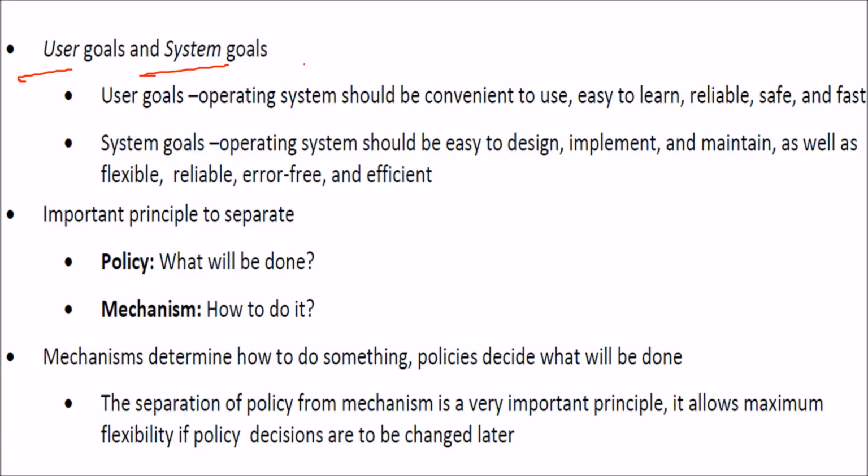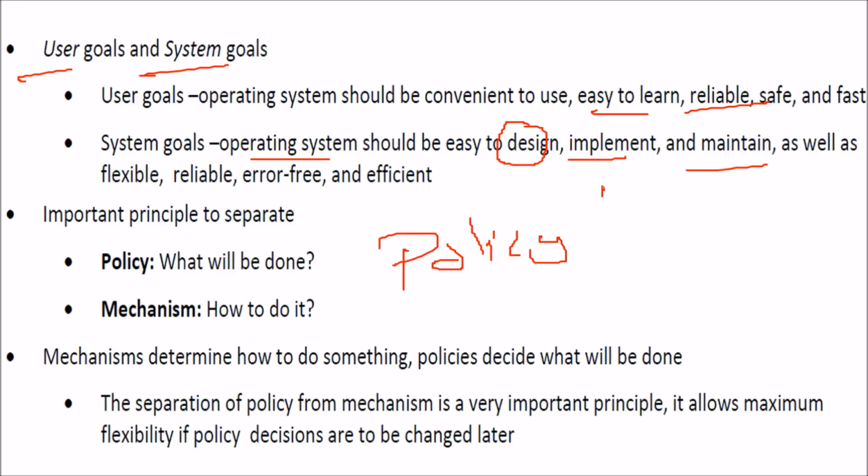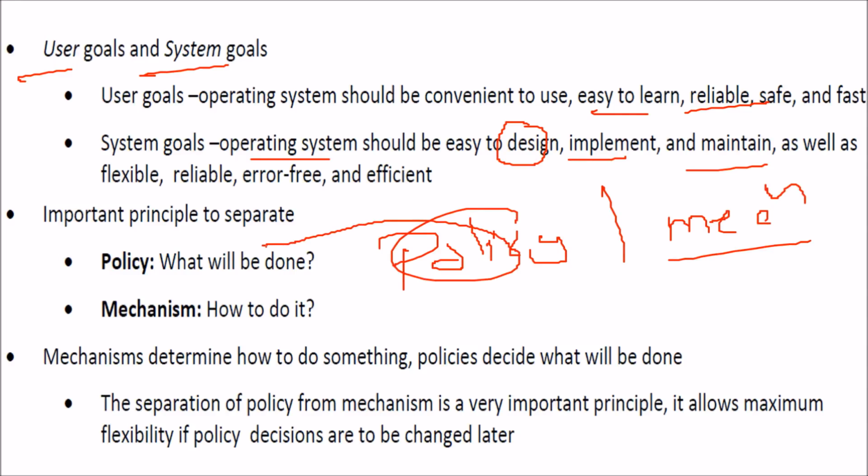That is, the operating system may have to be made to solve just one purpose, or it has to be easy, reliable, safe and fast. The system goal is that the operating system should be easy to design, implement and maintain. It should be flexible, reliable, error-free and efficient. And what is the important principle to follow? One is policy, the other is mechanism. Policy says what will be done, and mechanism says how to do it.